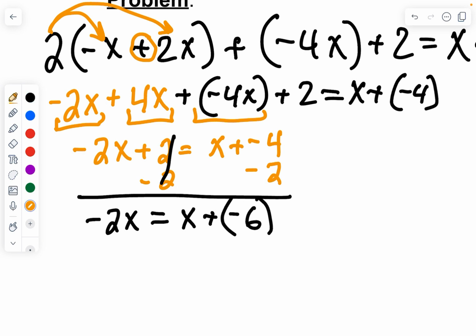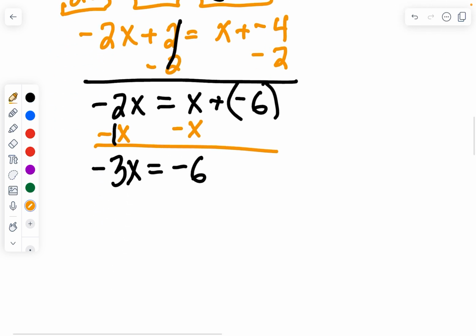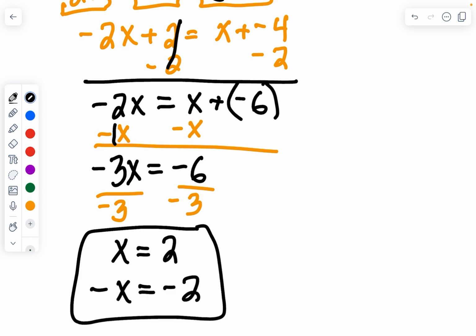We want to get our x's all to one side, so I'm going to subtract x from each side. And we end up with negative 3x. Now be careful because I've got a negative 2x and I've got a negative 1x. That gives me a negative 3x. Some students don't do that. And that equals negative 6. I'm going to go ahead and divide both sides by negative 3. And we end up with x equals 2 and negative x equals negative 2.